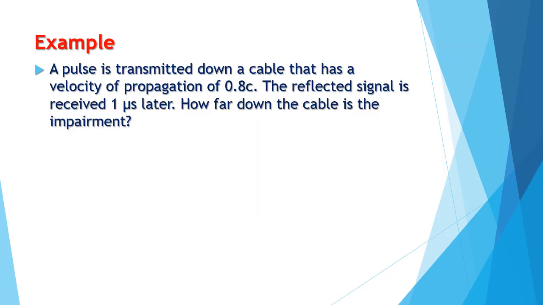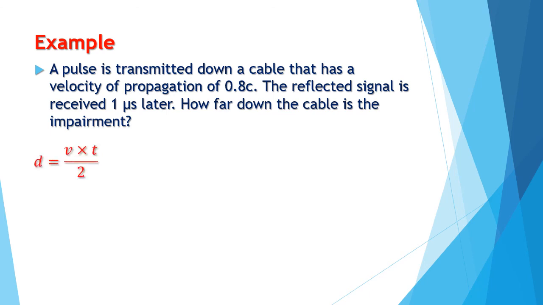Let's take a look at this example so we can apply our formula. A pulse is transmitted down a cable that has a velocity of propagation of 0.8 times the speed of light. The reflected signal is received 1 microsecond later after the original pulse is sent. Now the question is, how far down the cable is the impairment?